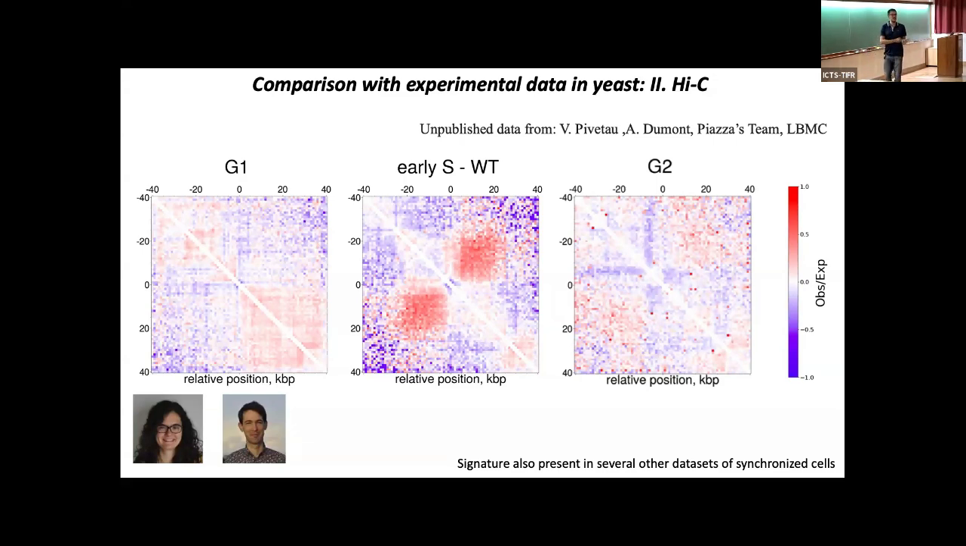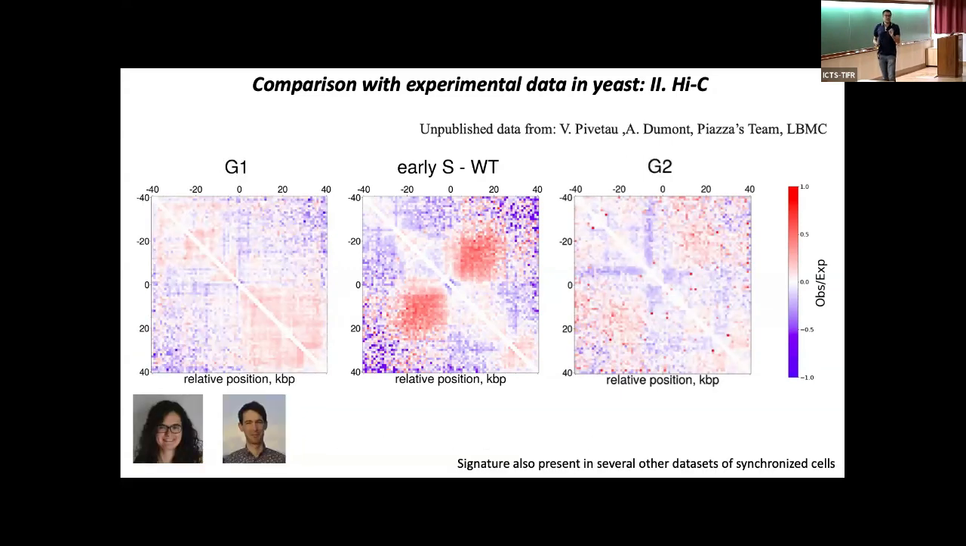So he synchronized cells in G1, then released them for a short time, and then fixed the cells and measured the Hi-C map. And then when we pile up the Hi-C map around the origins, we can nicely see these fountain-like patterns that are emerging from the Hi-C. You do not observe that in G1, and you do not observe that in G2. So this is really specific to S phase.